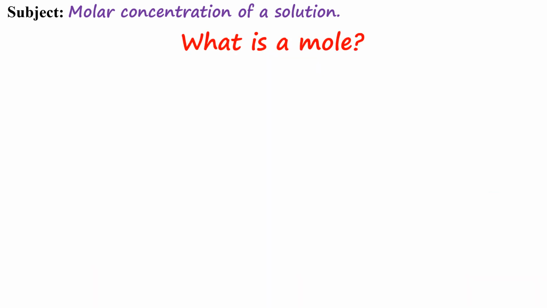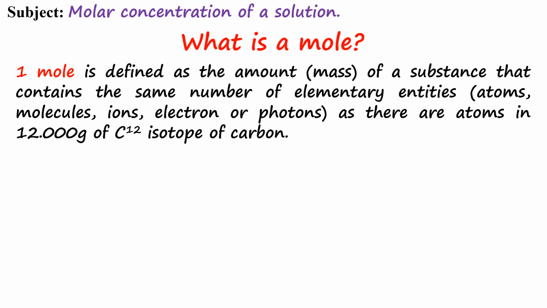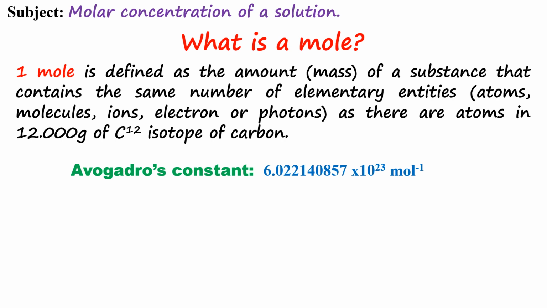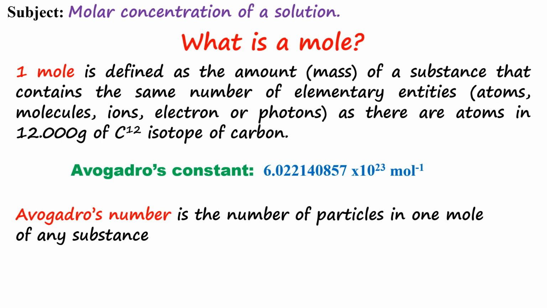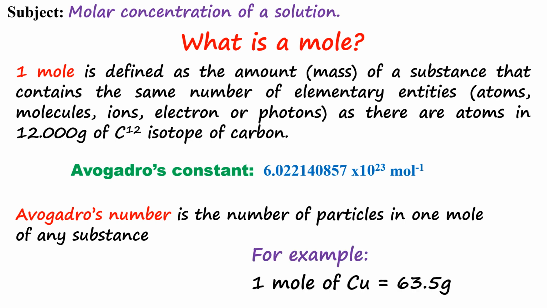What is a mole? 1 mole is defined as the amount of a substance that contains the same number of elementary entities as there are atoms in 12 grams of the C12 isotope of carbon. This number is expressed by the Avogadro constant. Avogadro's number is the number of particles in 1 mole of any substance. For example, 1 mole of copper weighs 63.5 grams.